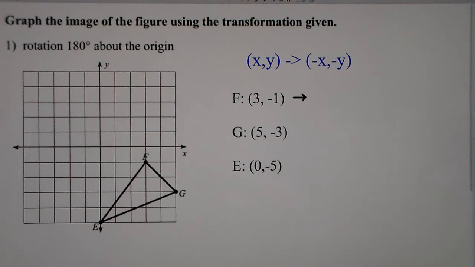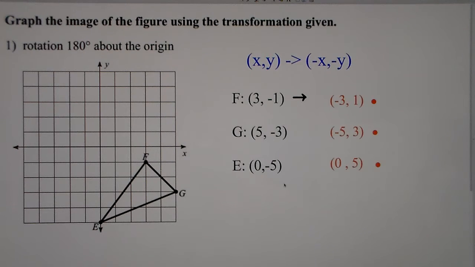We have our triangle. We identify our 3 coordinates in that triangle. F is 3 coordinates to the right, 1 coordinate down. G is 5 to the right, 3 down from the x-axis. And E is 0 left and right, but 5 down. That's where E is. Those are our 3 coordinates.